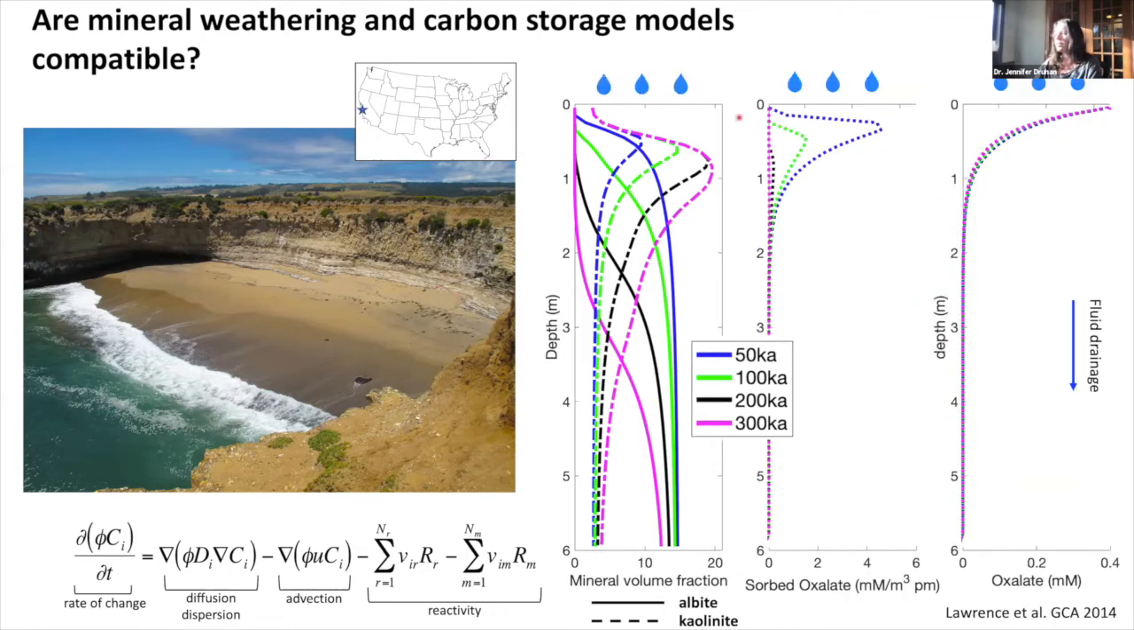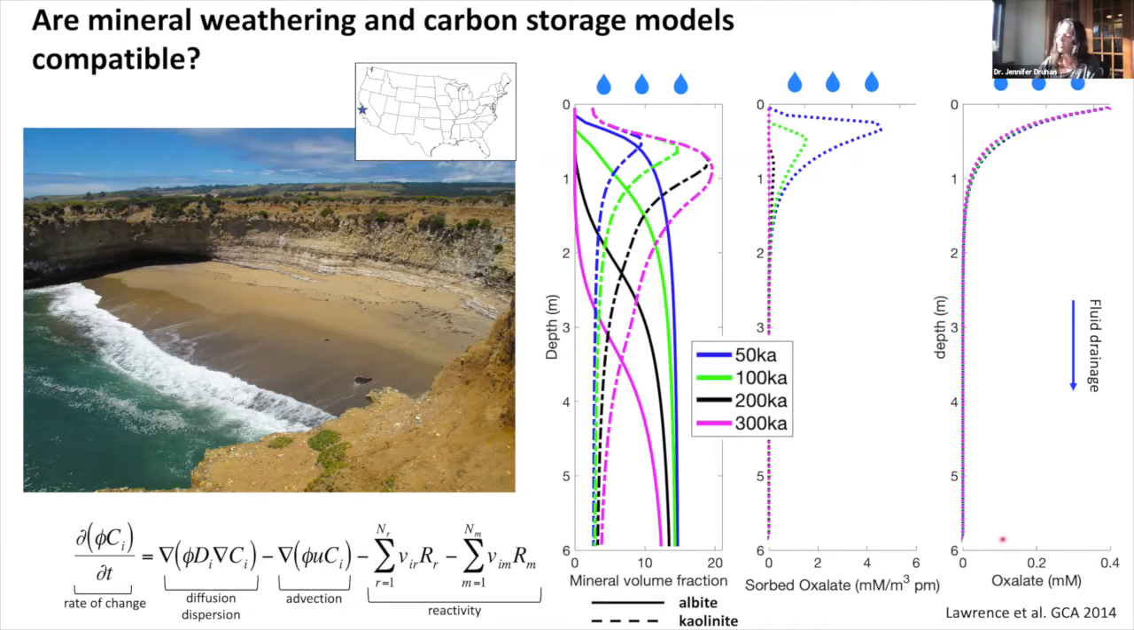And essentially what's happening here is that in the solid lines, what you're seeing is the removal or weathering of a primary mineral, in this case, albite. So 50, 100, 200, 300,000 years of weathering. And the ingrowth of secondary phases in the dashed lines, in this case, kaolinite. And part of what is driving this weathering profile is that Corey is allowing the water that's infiltrating across the top of this domain to enter containing some concentration of low molecular weight organic acid, an organic carbon.